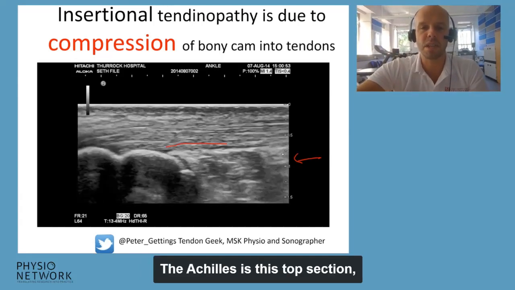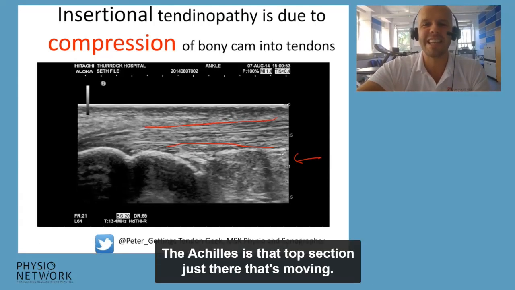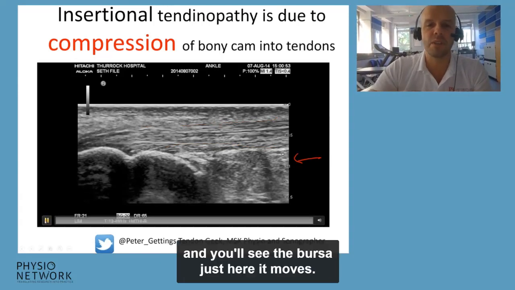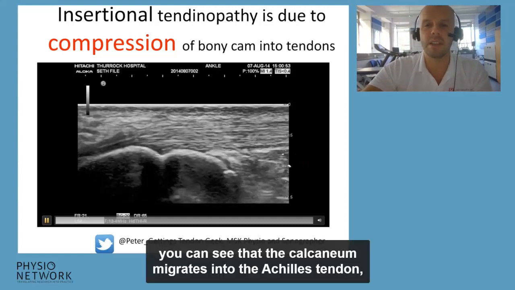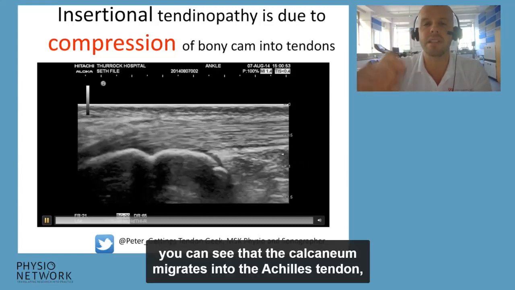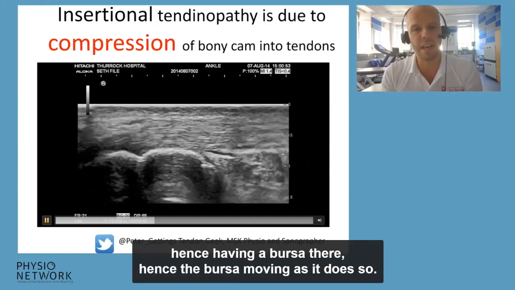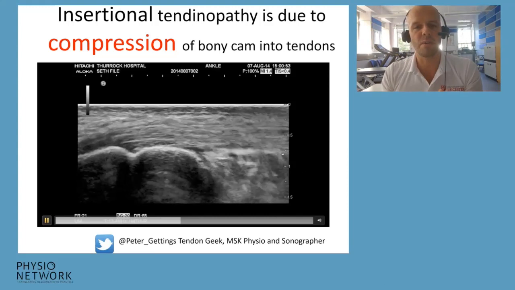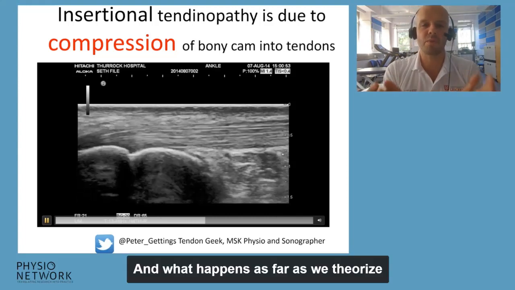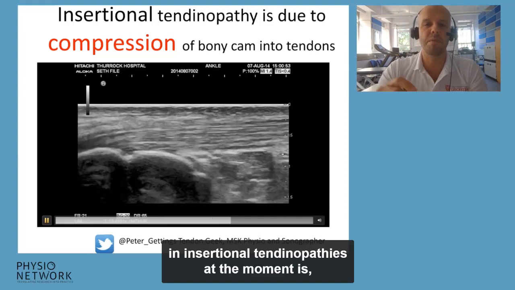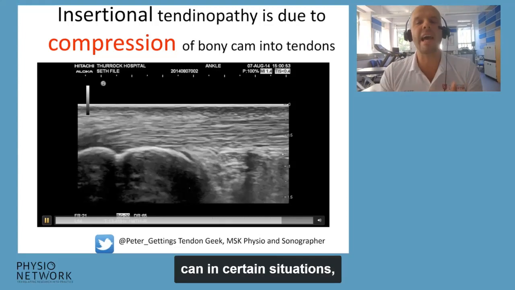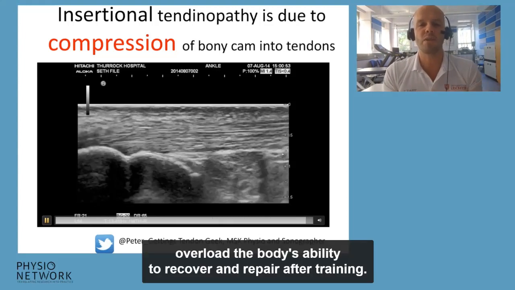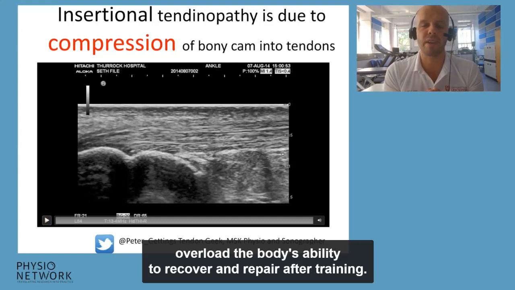The Achilles is this top section. Well, I can draw on it, lovely. The Achilles is that top section just there that's moving. If we just play it again for you, you'll see the bursa just here moves. But most importantly, you can see that the calcaneum migrates into the Achilles tendon, hence having a bursa there, hence the bursa moving as it does so. And what happens, as far as we theorise in insertional tendinopathies at the moment, is this combination of compressive load and tensile pull can, in certain situations, overload the body's ability to recover and repair after training.